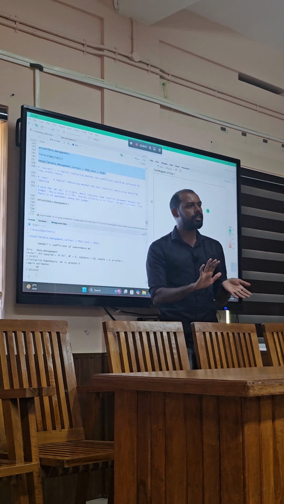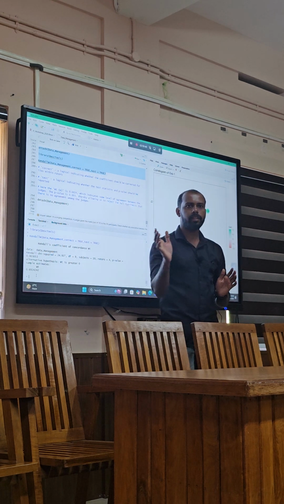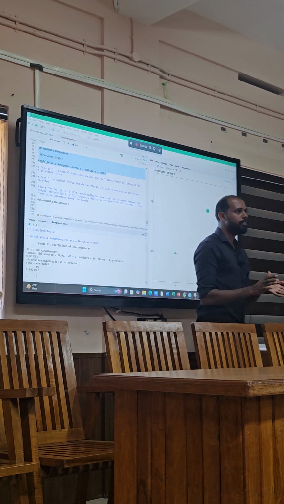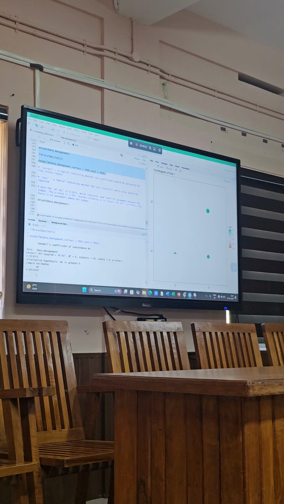So if you are checking overall whether there is any association between the ratings, Kendall will be good. And if you are going for individual-wise, Spearman will be good. Both you can apply in the case of categorical or ranked data. So that's our session.